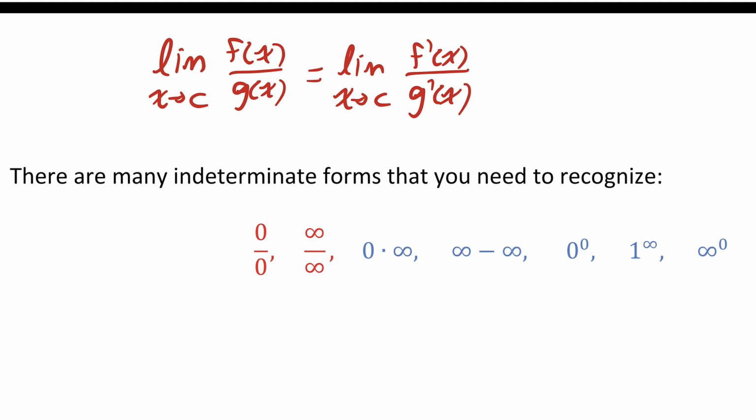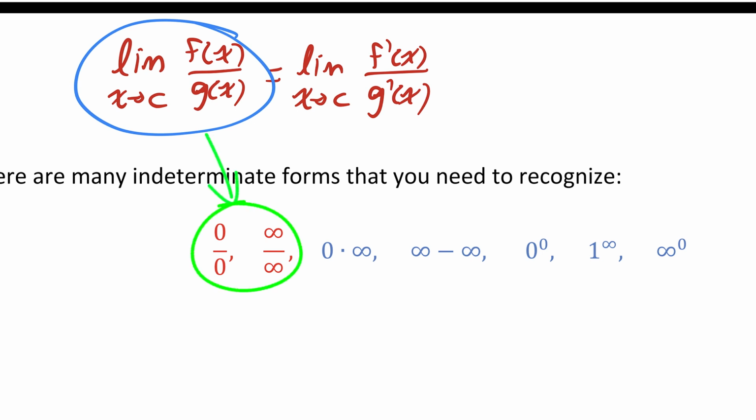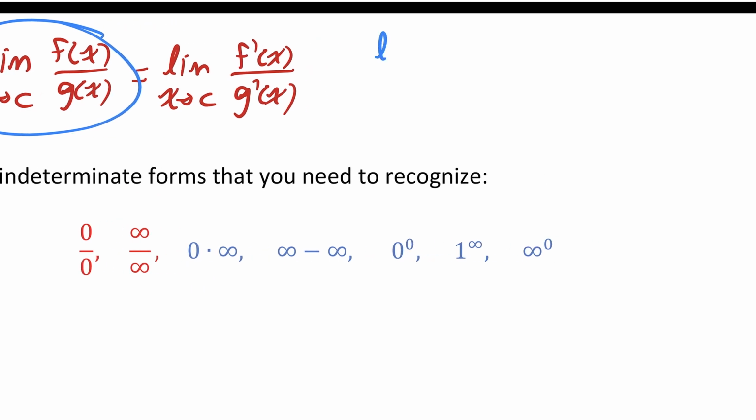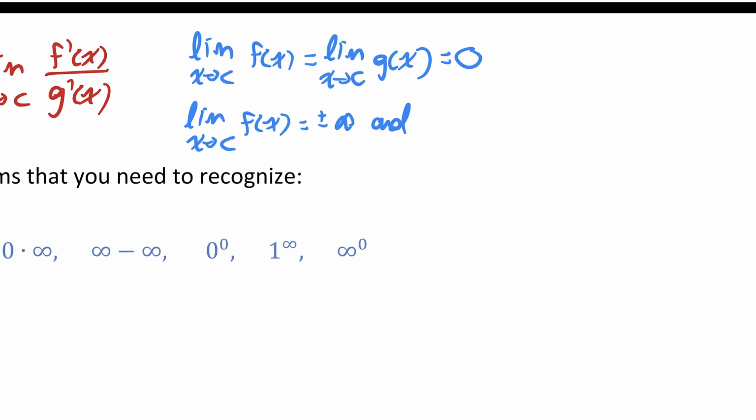Now there are a couple conditions for when we're allowed to use this. We're only allowed to use this rule if, when we originally try and evaluate the limit as x approaches c of f at x over g at x, we get indeterminate form of type 0 over 0 or infinity over infinity. So that happens if the limit as x approaches c of both f at x and g at x are both 0, or if the limit as x approaches c of f at x is plus or minus infinity, and the same with the limit as x approaches c of g at x.